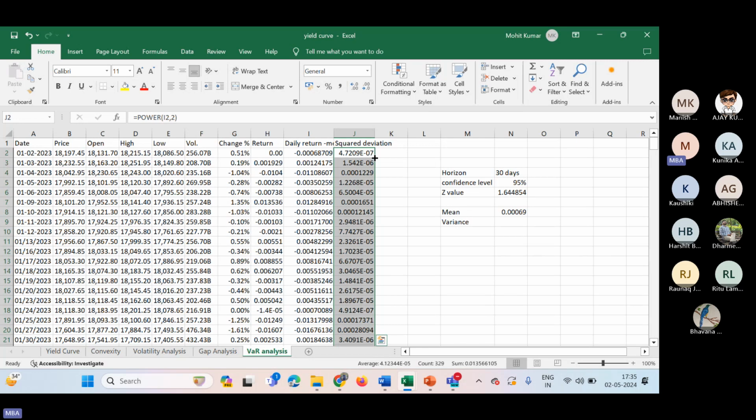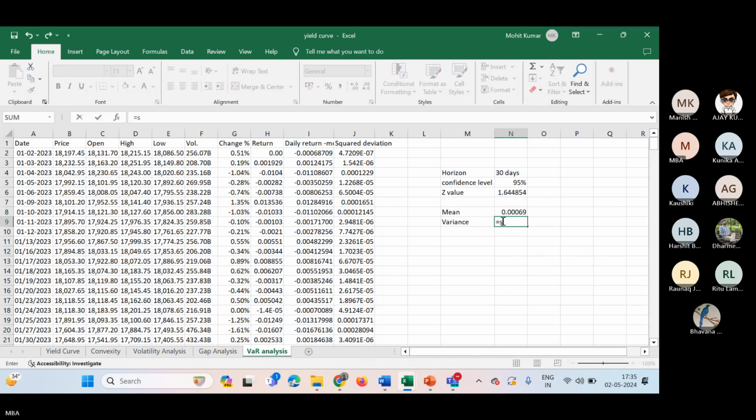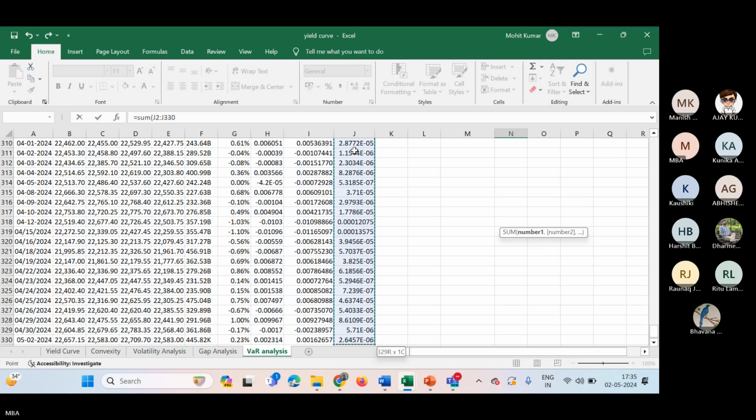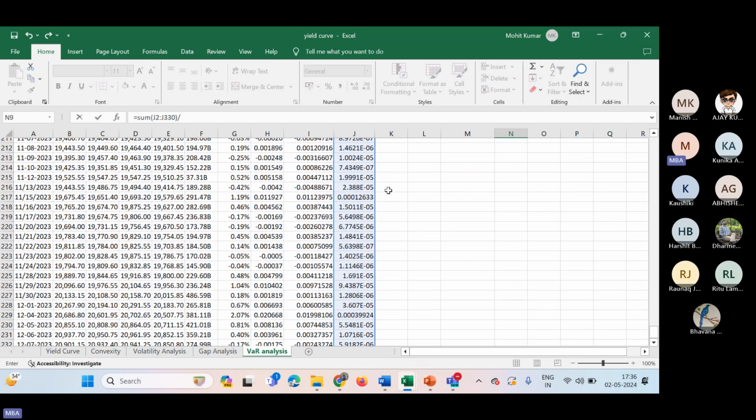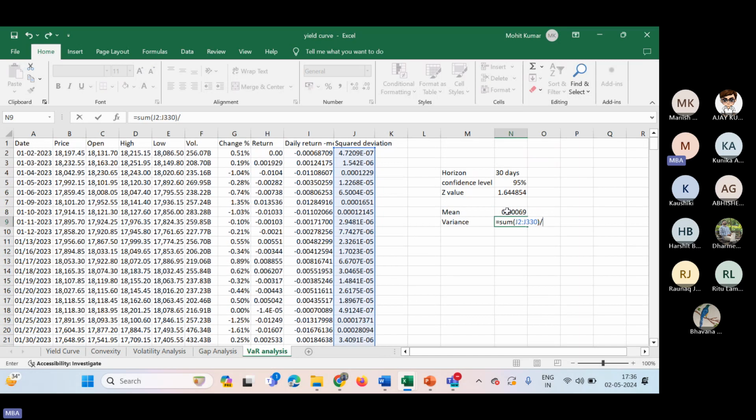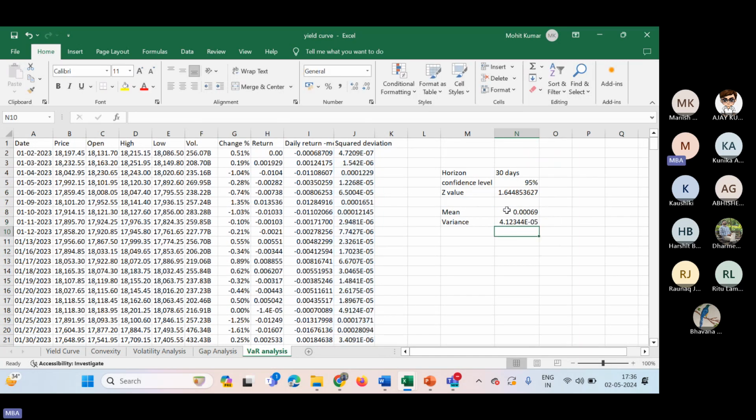If you remember what I told you, variance is the sum of your square deviation, which you then divide by the number of observations. Sorry, I forgot the number of observations: it is 330, so it should be 329. The number of observations is 329. This is your variance. And what is standard deviation then? Standard deviation is nothing but the square root of your variance, and you will get your standard deviation. This is also called your volatility.